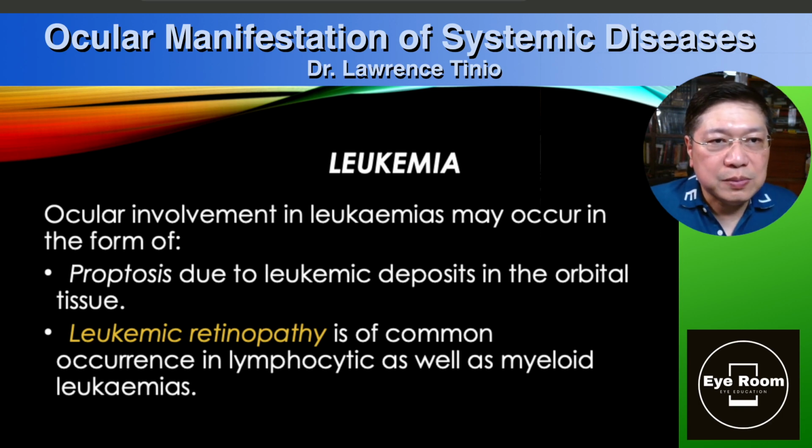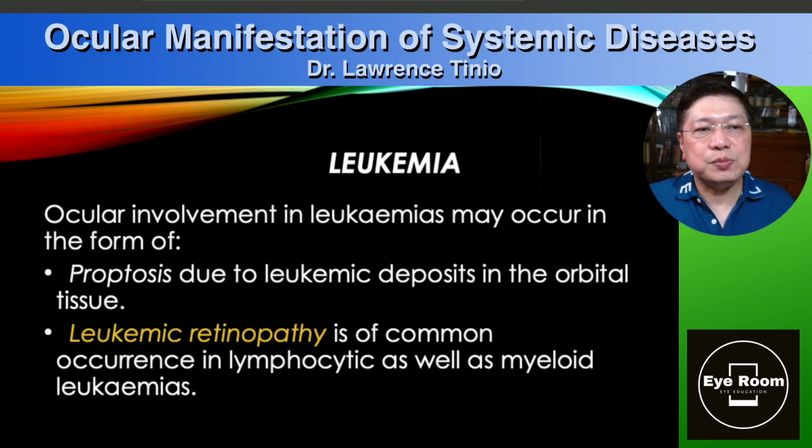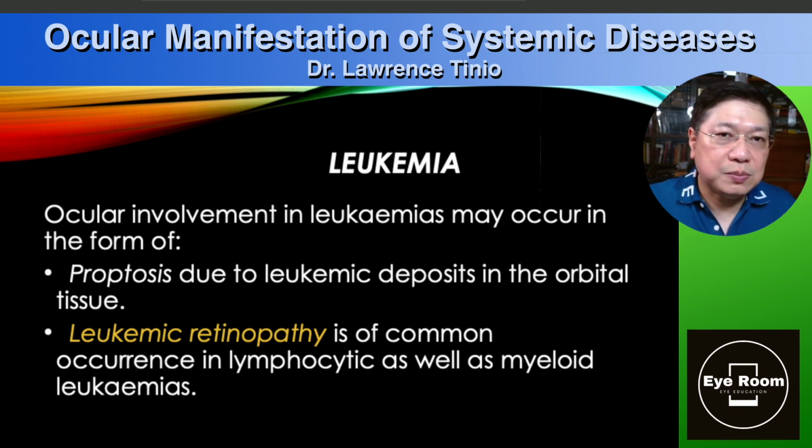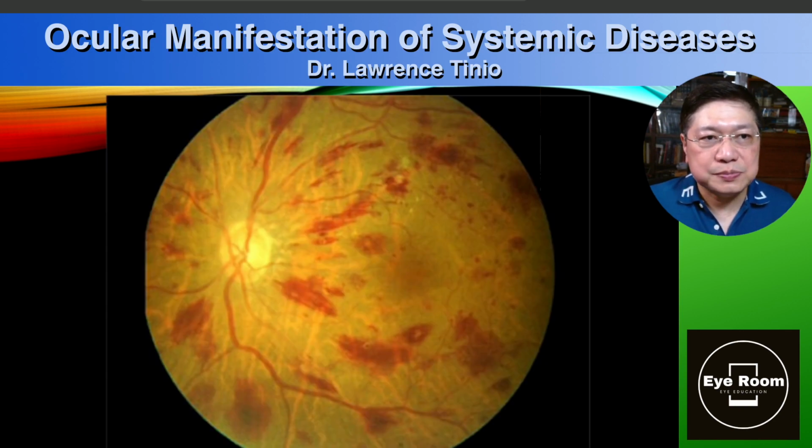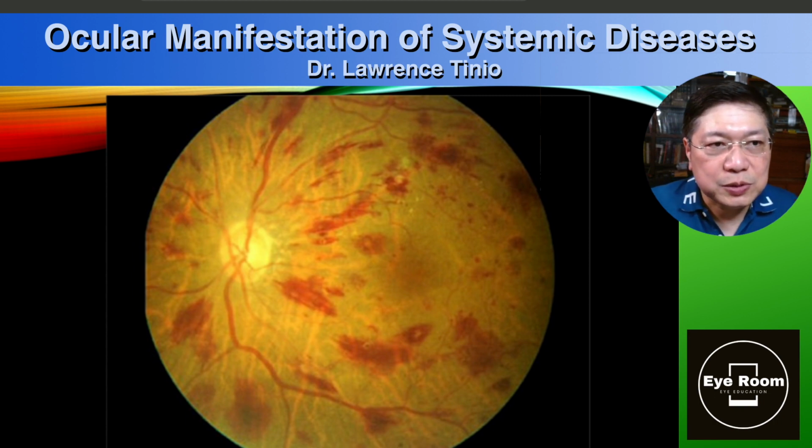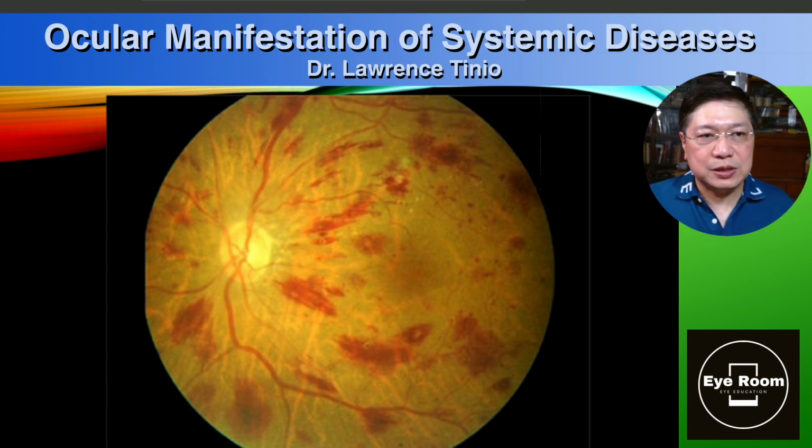In patients with leukemia, they may occur in forms of proptosis due to deposits of the leukemic deposits in the orbital tissue, pushing it forward. And there is leukemic retinopathy, which is a common occurrence of the lymphocytic as well as myeloid leukemias. So this is a patient with a leukemic retinopathy.